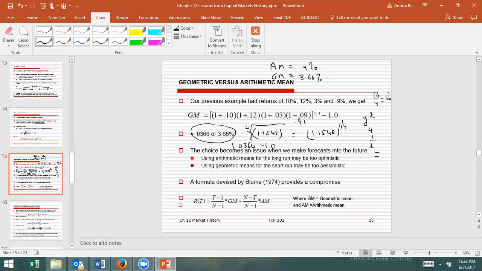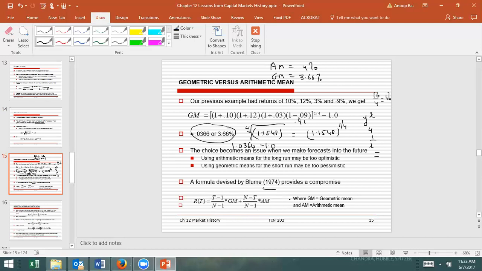So what's the solution to that? So first thing we learned is there's a difference. The second is it comes in when forecasting. When the time comes to forecast, we have a very simple formula which was developed by Blume that said, listen, here's a simple formula, and that will depend on how far ahead you're forecasting. If you're forecasting far into the future, then you will give more weight to geometric mean. If you're going to do it for the short run, then we'll give more weight to the arithmetic mean. Again, looks very intimidating, right?